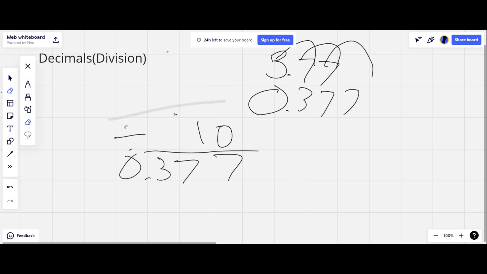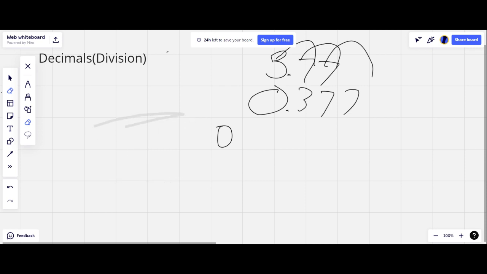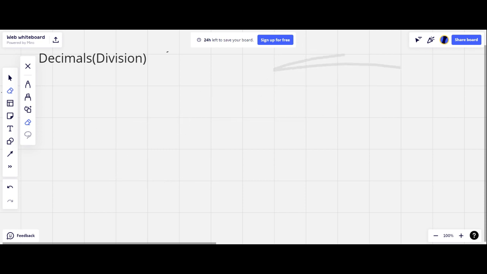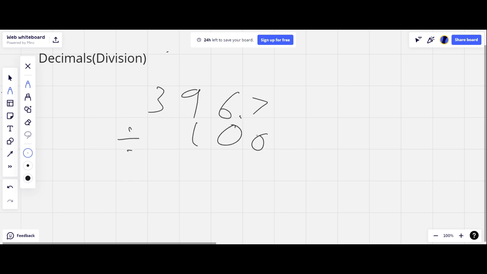Let's go on to the hundreds. For the hundreds, let me make up a decimal. Actually no, let's do 396.7 divided by 100. As I said, when you divide, you go to the right, and when you multiply, you go to the left. So we're dividing, so we're going to go to the right.